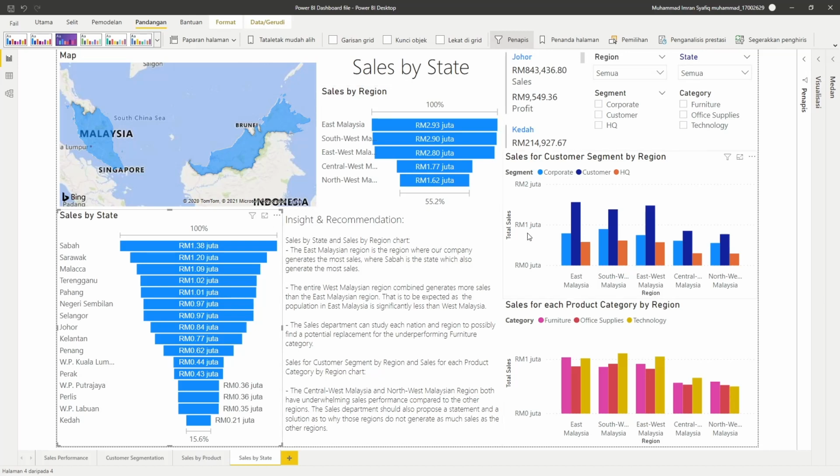On the right, looking at these two charts, the sales for customer segment by region and the sales for each product category by region chart, the Central West Malaysia and Northwest Malaysian region both have underwhelming sales performance compared to these other regions. The sales department should also propose a statement and a solution as to why those regions do not generate as much sales as the other region.